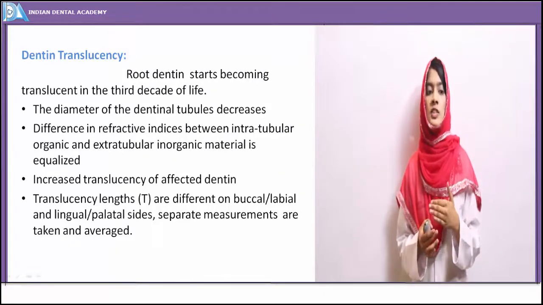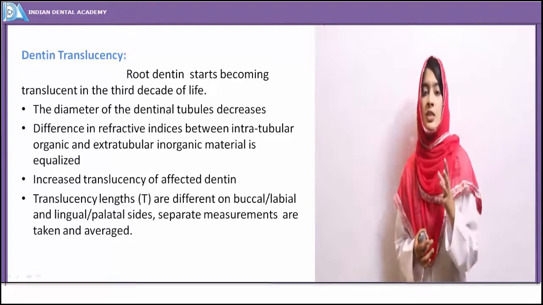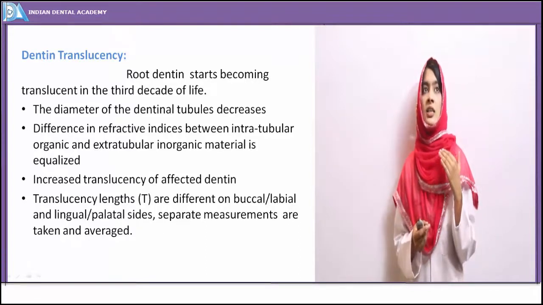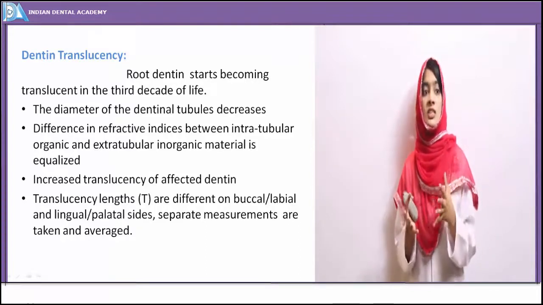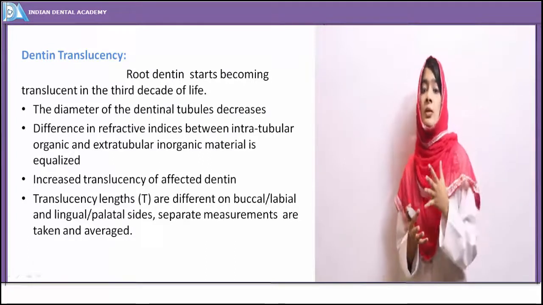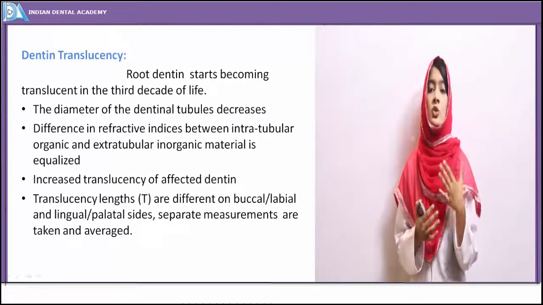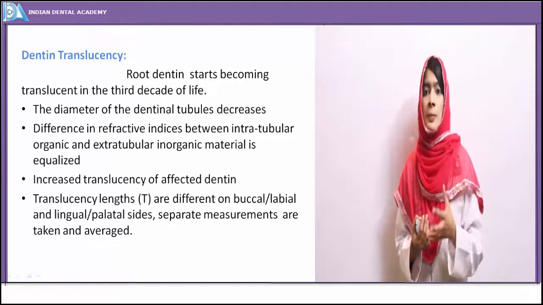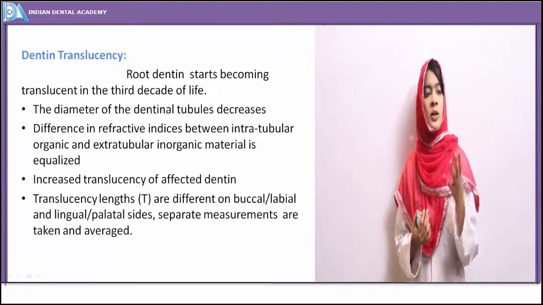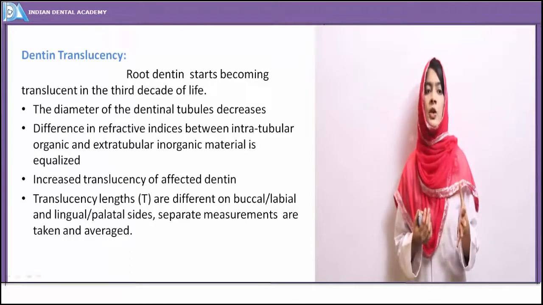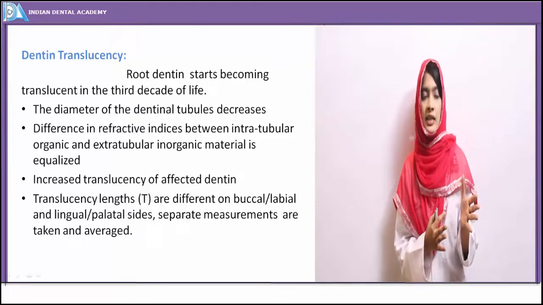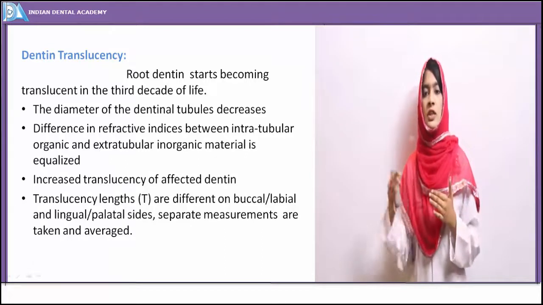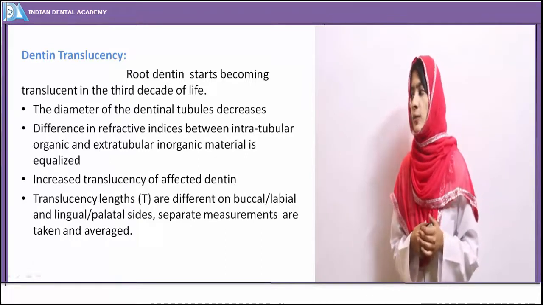Then a few authors proposed that Gustafson's method is not accurate, in that it considers a lot of changes which may not show a direct relation to age, because attrition may be seen even in children and younger individuals if they have any underlying habit. So not all of Gustafson's criteria were correct. So the dentin translucency method came into the picture.